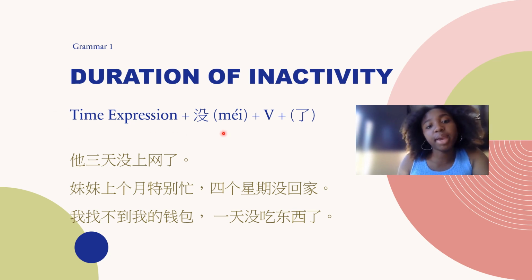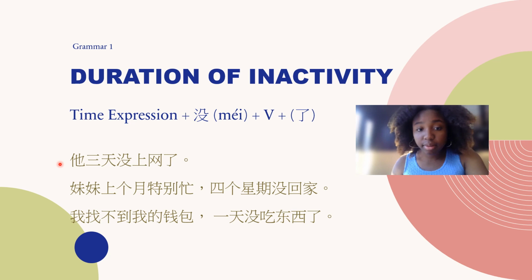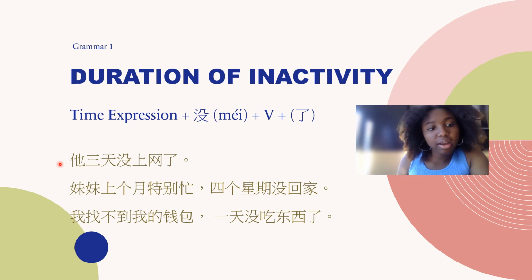When you see that we have 没, we don't have a 了 in between 没 and the verb, and we don't have a 了 after the verb, unless it's here. 但我们来看第一个，他3天没上网了。他3天 he 3 days 没上网了 did not go online. So within these 3 days, he has not gone online. 他3天没上网了。第二个 and here we have the 了.